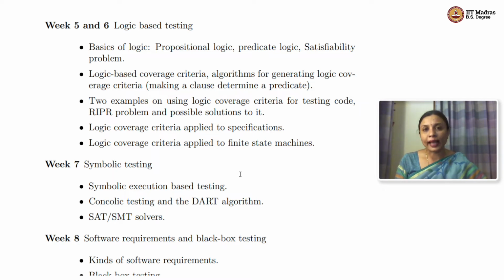We had to exercise each clause as it exercises the predicate. That's what we called active clause coverage criteria. In common man's parlance, that's called MCDC, modified condition decision coverage. We saw variants of active clause coverage criteria and also saw algorithms that make a clause determine the predicate.